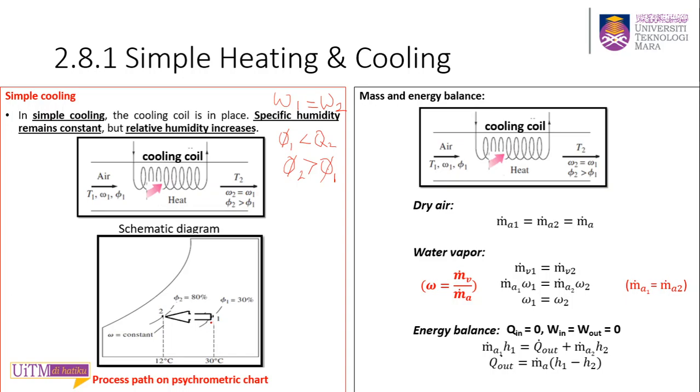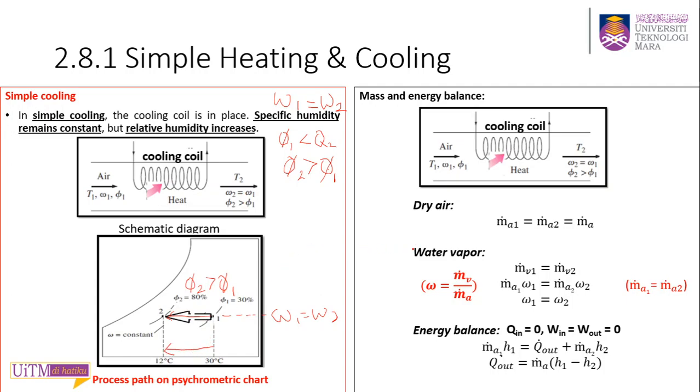So on the psychrometric chart, if we were to plot state 1 and then plot state 2 and draw the process line, we can see that the process line will move to the left. Omega will be the same, and phi will increase. So phi 2 here is greater than phi 1. Temperature will reduce, because we are doing simple cooling.